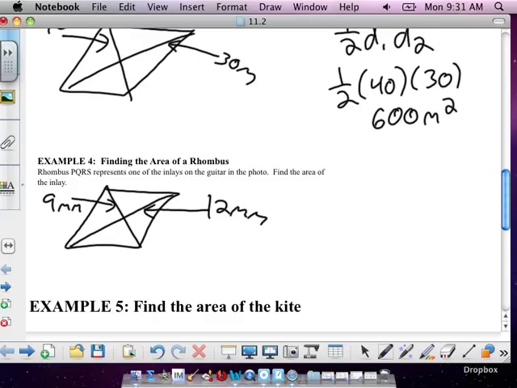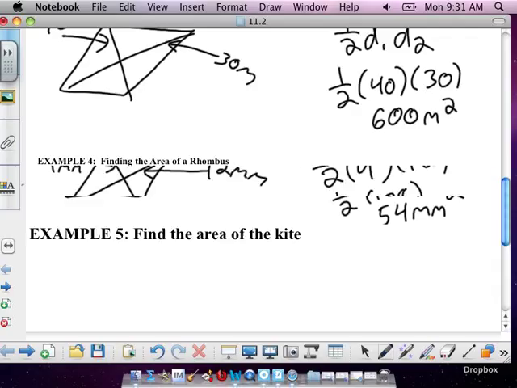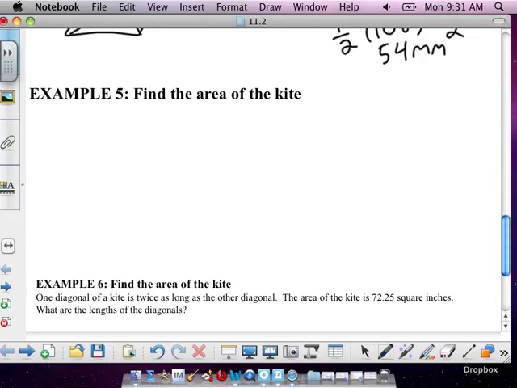We set this up, guys, what do I write? 1/2. And what do I get? I get 1/2 times 108, which is 54 millimeters squared. Good. All right, the next thing is a kite is the exact same setup.